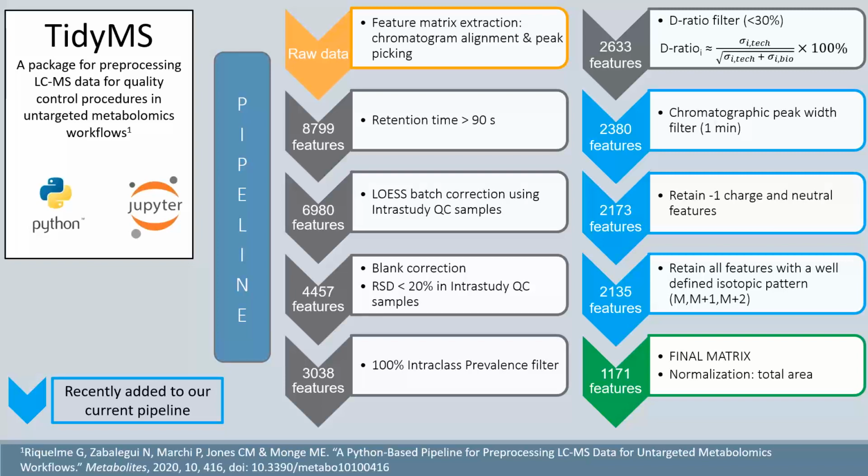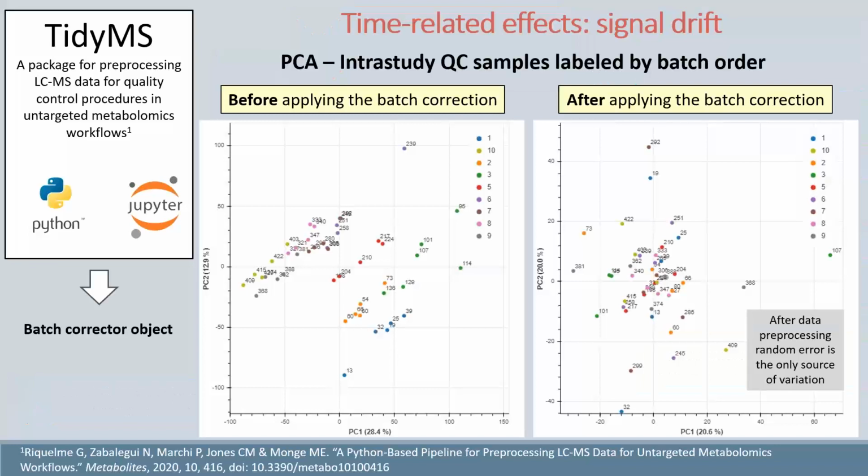To illustrate why we conducted different steps in the pipeline, here I'm showing a PCA score plot of intrastudy QC samples before and after data preprocessing. Clusters of different batches can be visualized in the plot on the left, whereas after performing the batch correction, these clusters disappear and random error is the only source of variation.